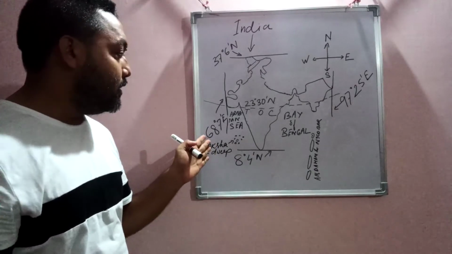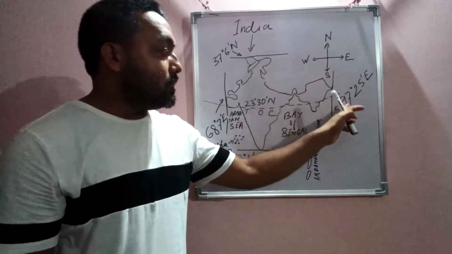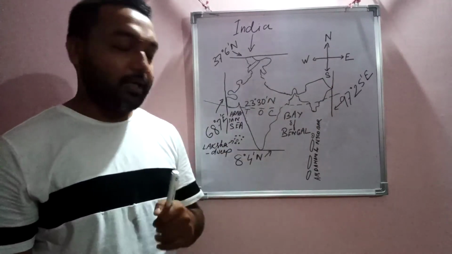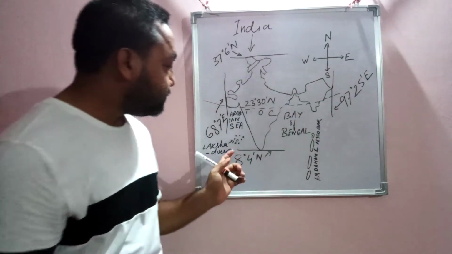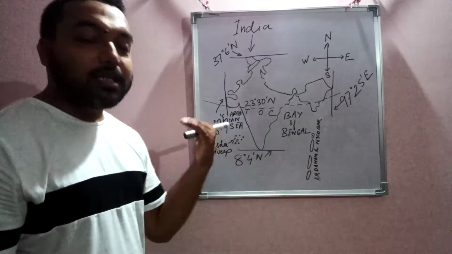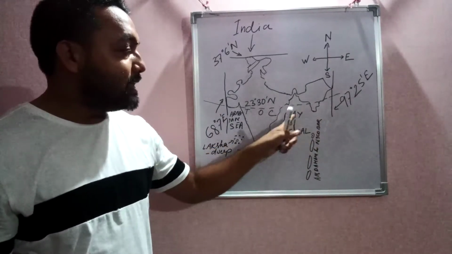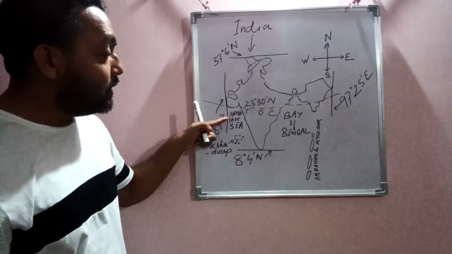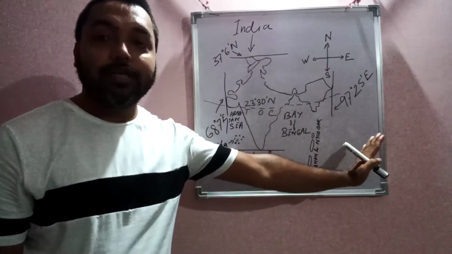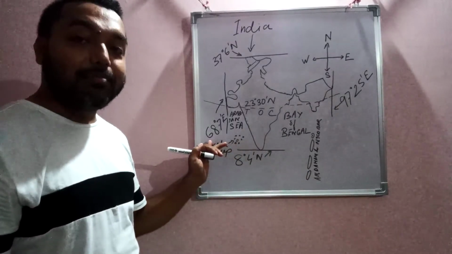Then from longitude, it is 68 degree 7 minute east longitude to 97 degree 25 minute east longitude. Between this longitude, the mainland of India extends. Apart from the mainland, there are two island groups that come under India: Andaman and Nicobar Islands in the Bay of Bengal, and Lakshadweep in the Arabian Sea. Towards the east of India there is the Bay of Bengal, and towards the west there is the Arabian Sea.